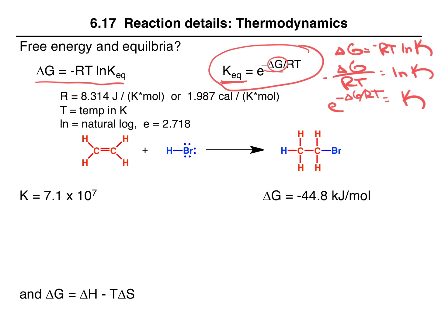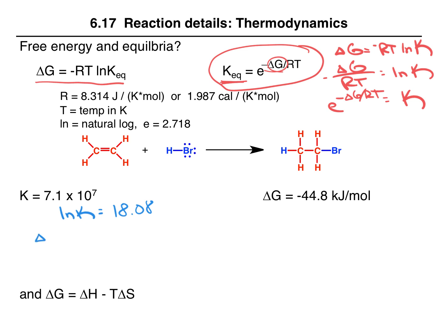Now let's take a look at a sample reaction, and this is what we looked at earlier in the chapter. If we have an alkene and it reacts with HBr to form an alkyl bromide, this is an addition reaction. Now, if we could measure the concentrations of our reactants and products at equilibrium, then we could calculate the equilibrium constant K. Let's say for this one, we determine that the equilibrium constant K is 7.1 times 10 to the 7. Let's plug that into this equation. If this is our value for K, then the natural log of K is equal to 18.08.